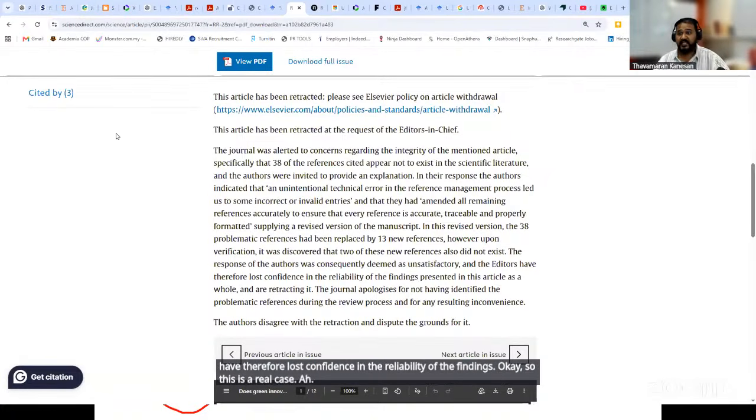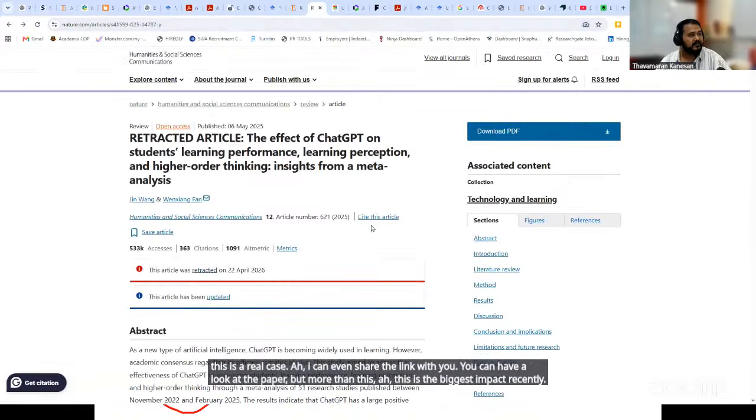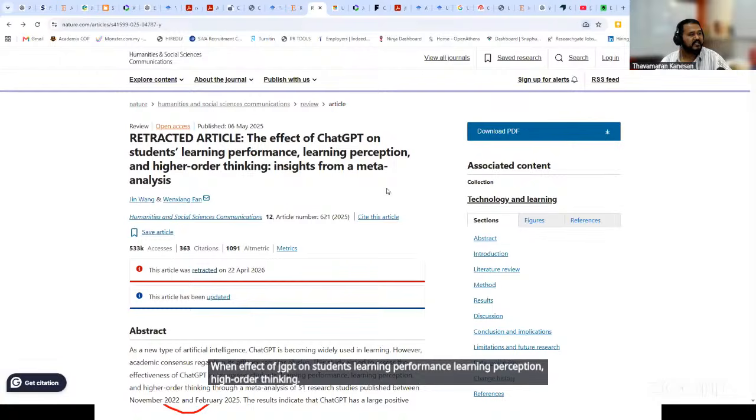I can even share the link with you. You can have a look at the paper. But more than this, this is the biggest impact recently. The paper on the effect of ChatGPT on students' learning performance, learning perception, and higher-order thinking, insights from a meta-analysis, this whole paper that supported ChatGPT learning, prompted from ChatGPT and pasted, was retracted recently. Also full of fake information.